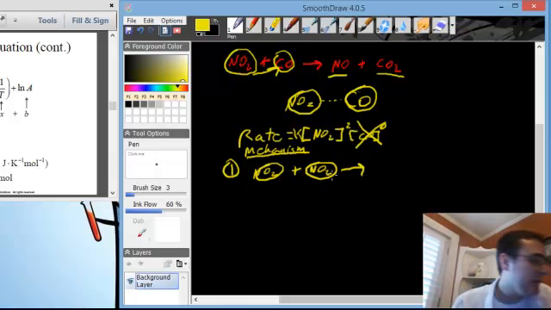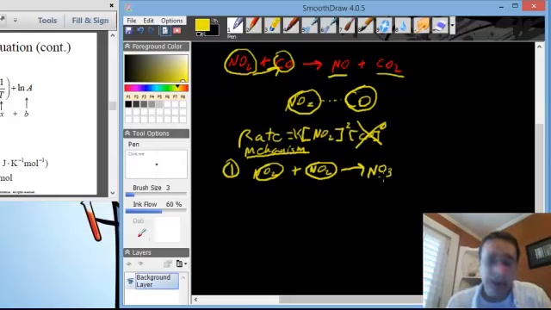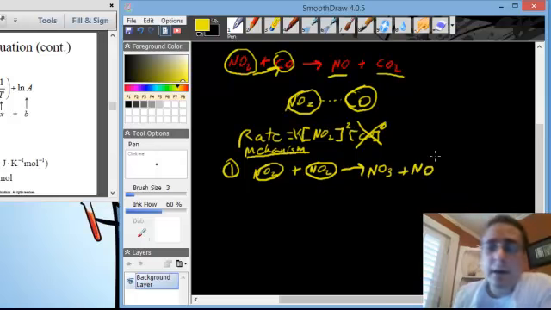So he collides with himself, and the product that you get is NO3. It's an NO3 molecule, and an NO, a nitrogen monoxide molecule. Okay, so there's step one. It's not that these two reactants are colliding with each other. It's actually that this reactant collides with himself first. And then there's a second step.